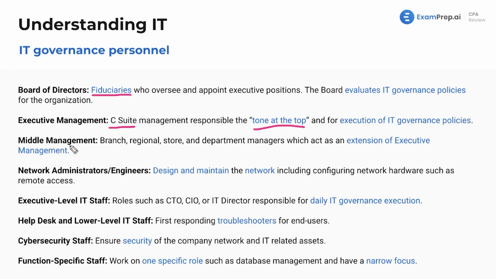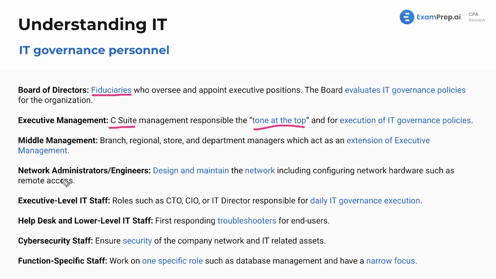Middle management. These are branch, regional, store, or department managers, so they're in charge of varying levels. The middle management, they're not the C-suite, but they're also not the bottom of the totem pole, and they act as an extension of executive management. The CEO can't be everywhere at once. So middle management is the middle representative between the CEO and the different branches, regions, stores, departments, whatever it may be.